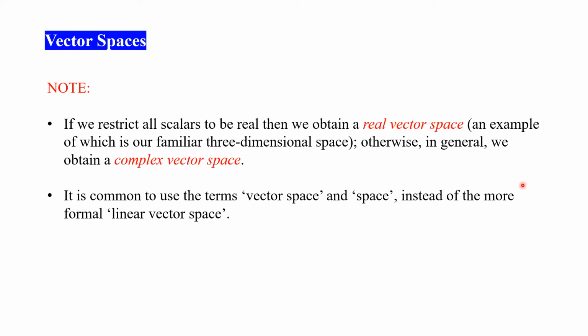Just a note, if we restrict all scalars to be real, then we obtain the real vector space, an example of which is our familiar three-dimensional space XYZ. Otherwise, in general, we obtain a complex vector space. It is common to use the terms vector space and space instead of the more formal linear vector space. So when we talk about the vector space or just the space, what we mean is the linear vector space.